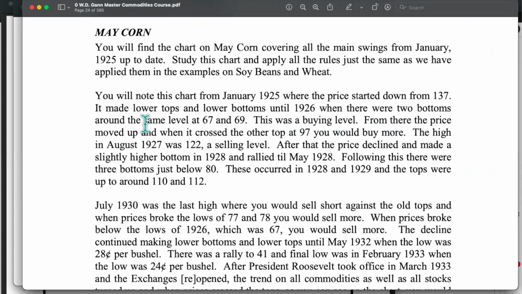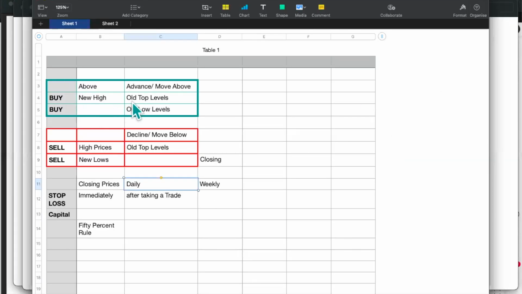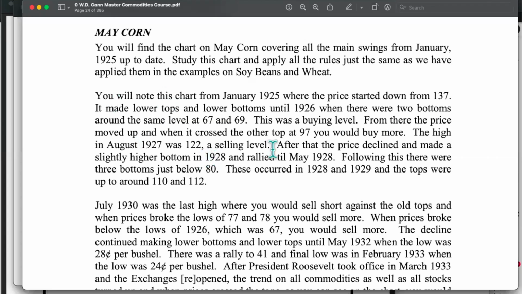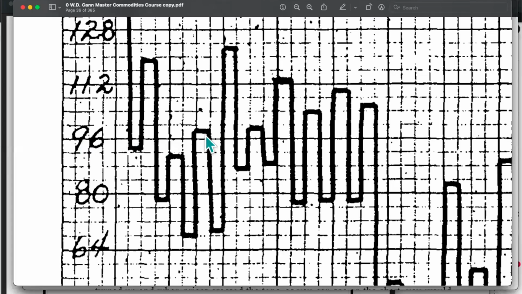From there, the price moved up, and when it crossed the other top at 97, you would buy. Now again, this is a very simple rule. Whenever price crosses old tops, you can buy from there. How is it there? Let's look at the chart also. So we had 97. Probably over here at 97 we had this previous top. So this was a bottom 67, 97, 69. So whenever this high has been broken, the market starts moving up. Probably you can again buy. This is as per the rule which has been given for buying.